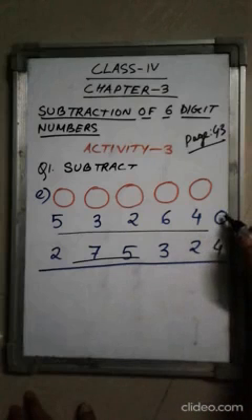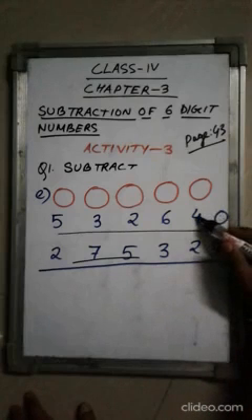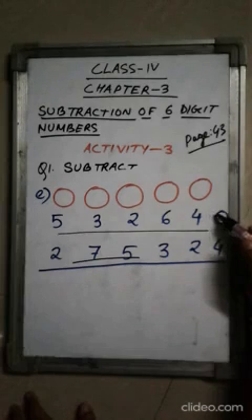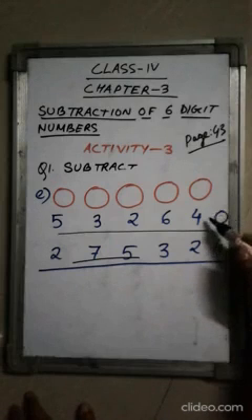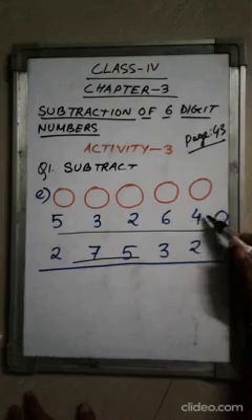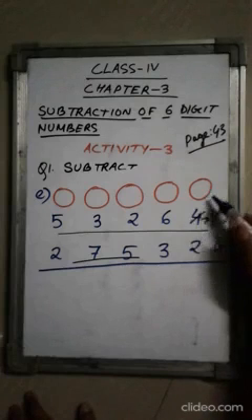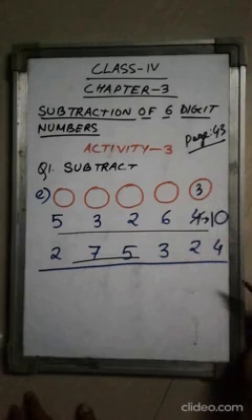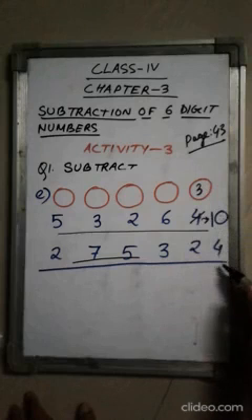So what we have to do? We have to borrow 1 from the next digit and make it a bigger number. Suppose from 4, if I take 1, it will become 10, and this 4 will become 3 because I have taken 1 from the 4. 10 minus 4 is 6.